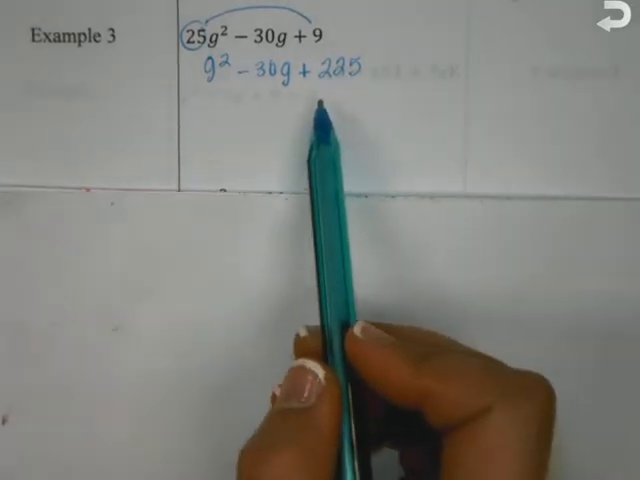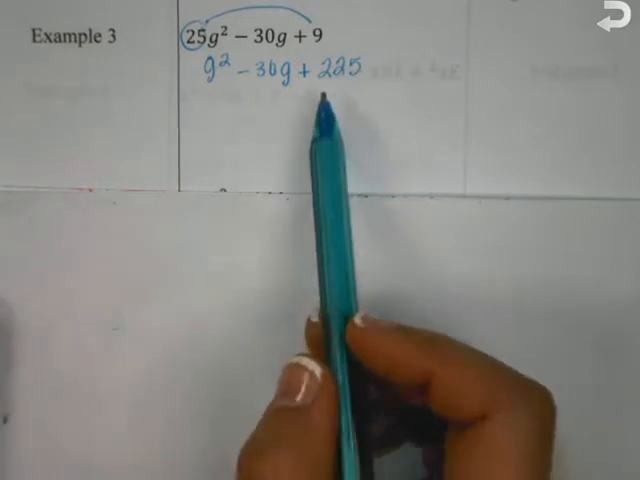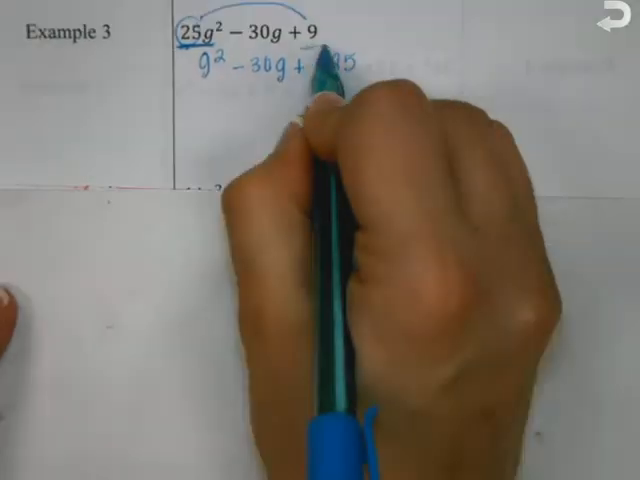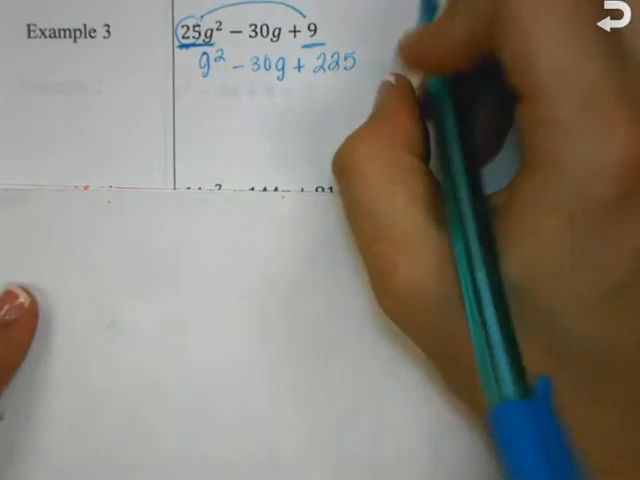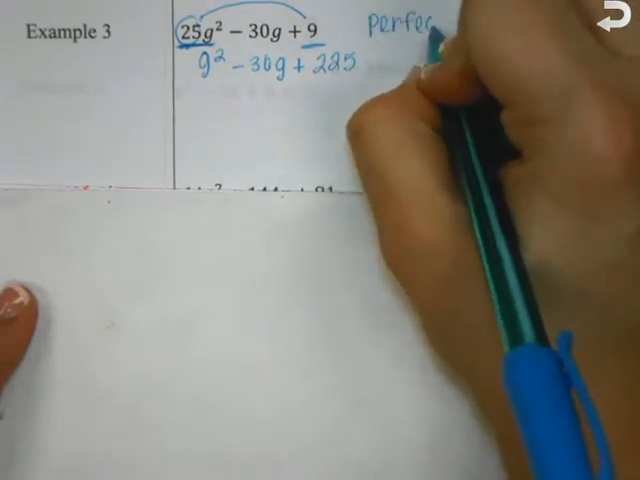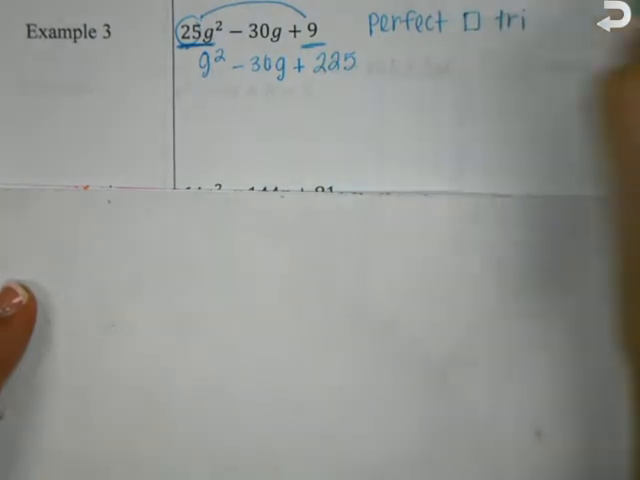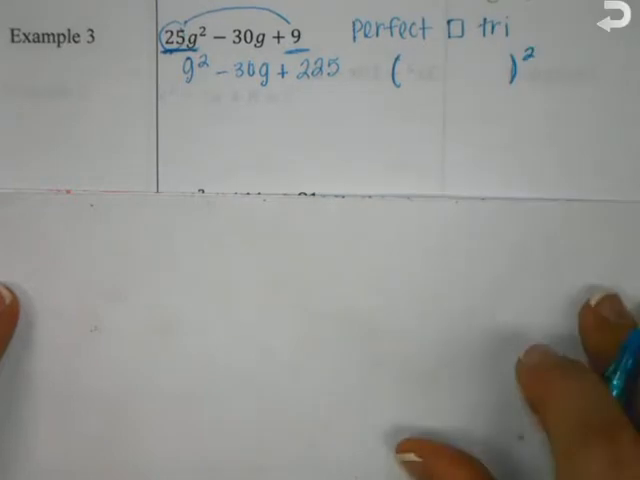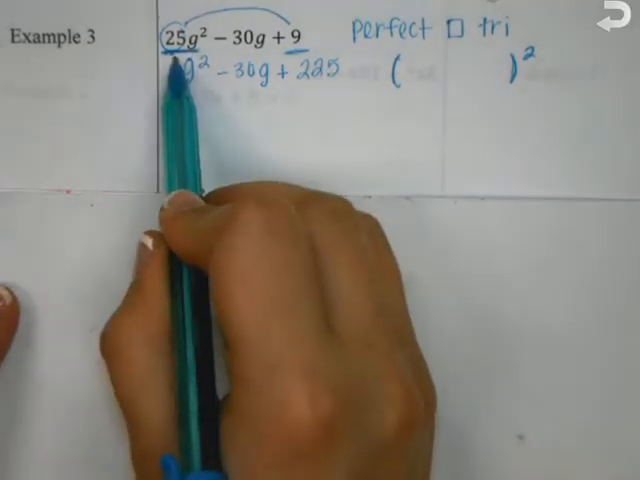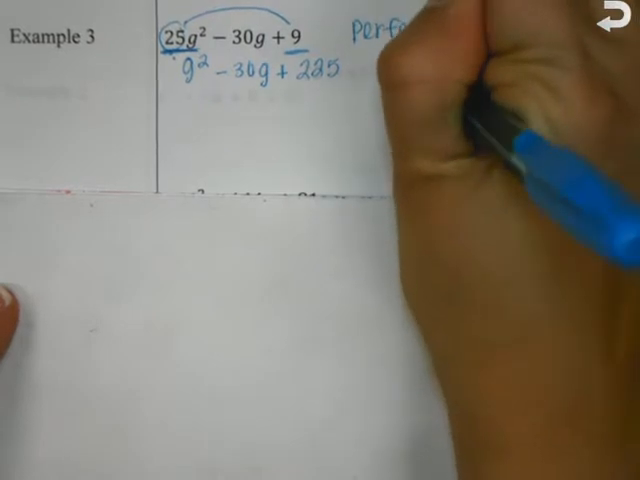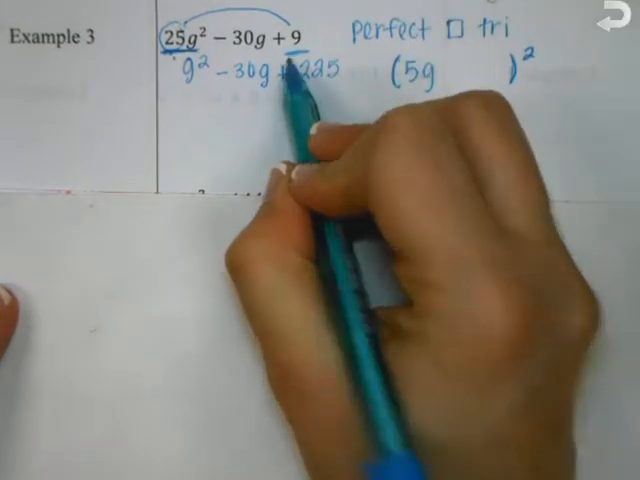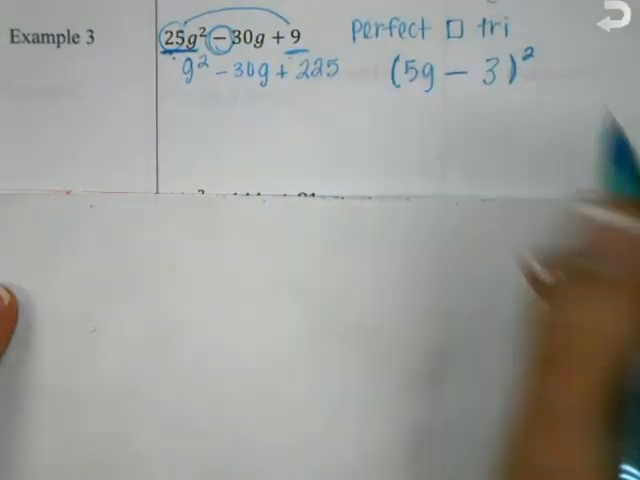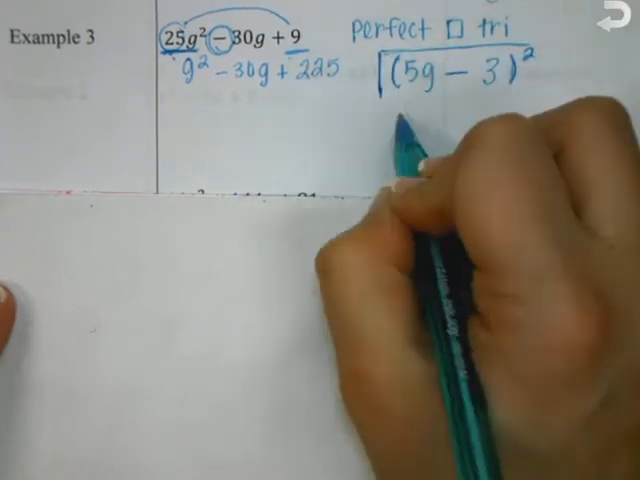Is 25g squared a perfect square? Yeah. Is 9 a perfect square? Yeah. Let's go for a perfect square trinomial. Okay, so if I'm going for a perfect square trinomial, I would have a parentheses squared. What's the square root of 25g squared? 5g. What's the square root of 9? 3. What would the symbol in the middle be? This time it's negative. And that would be my answer. A lot faster than bottoms up, right?